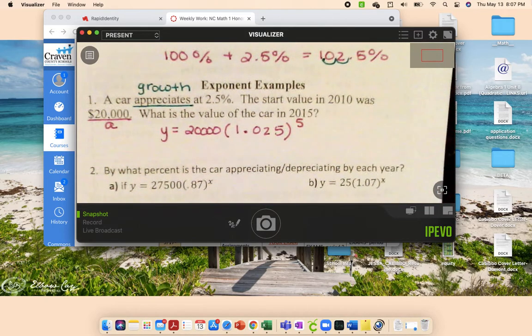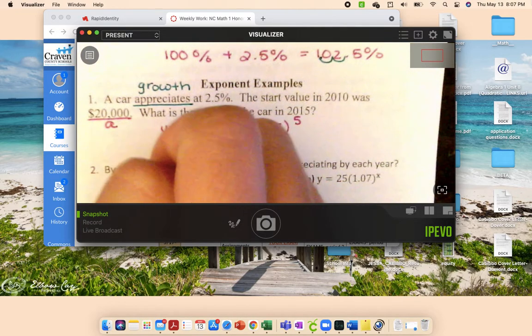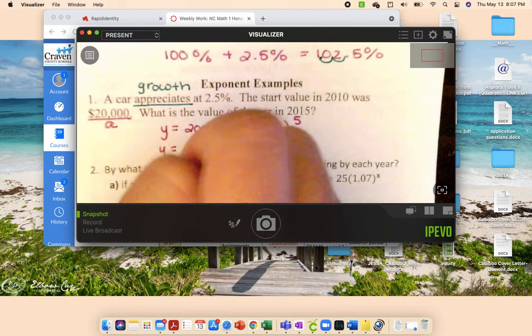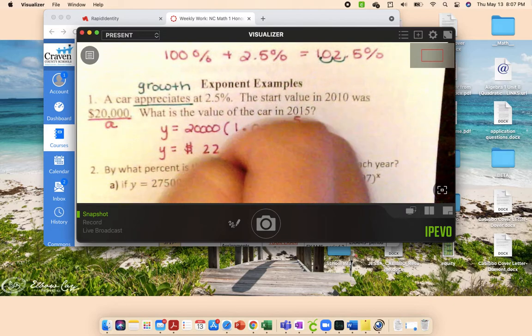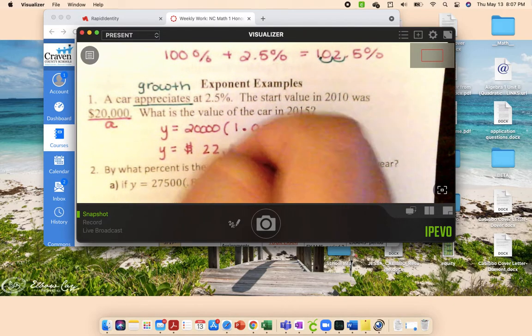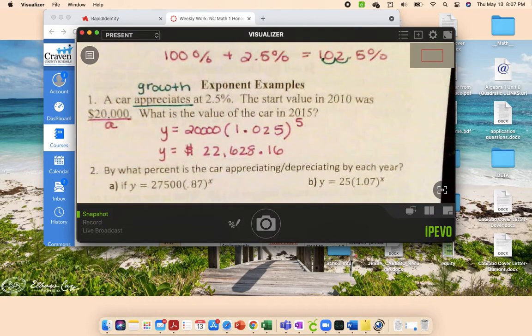We would go ahead and use our calculator. We would do 20,000 times 1.025 to the 5th power. Make sure we pay attention to our order of operations. And what we would find is that after 5 years, our vehicle is now worth $22,628.16.